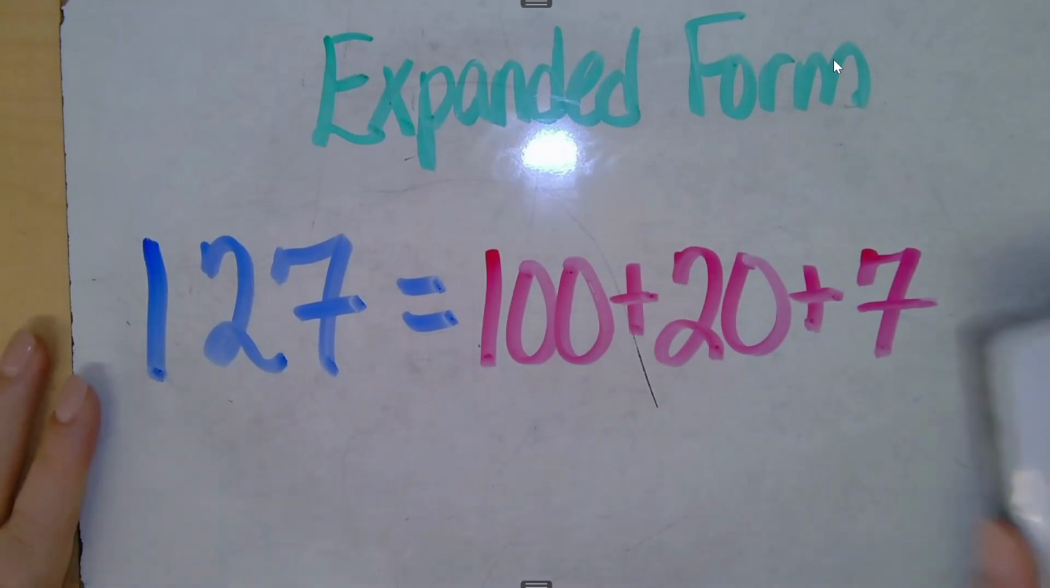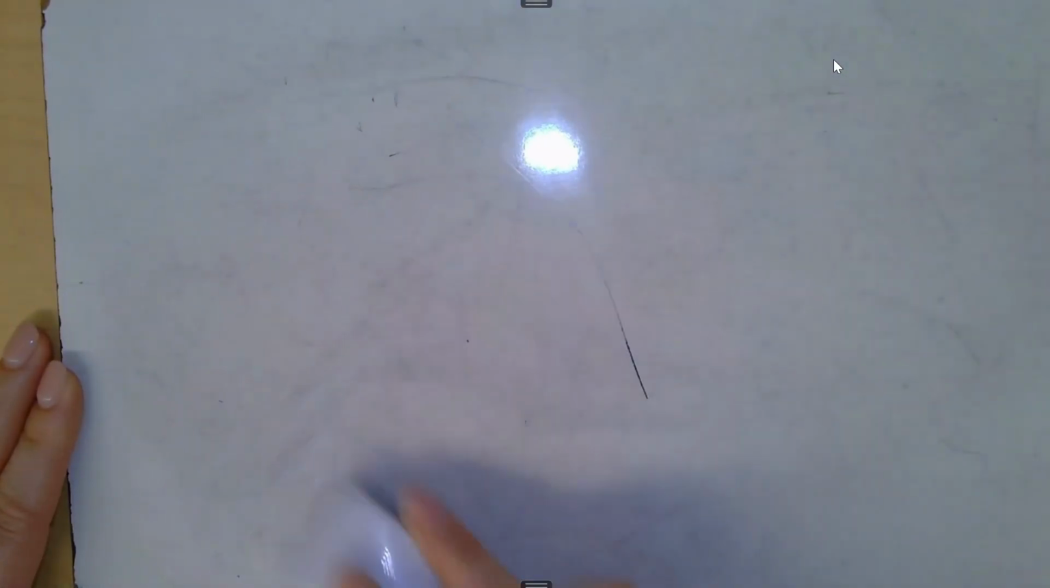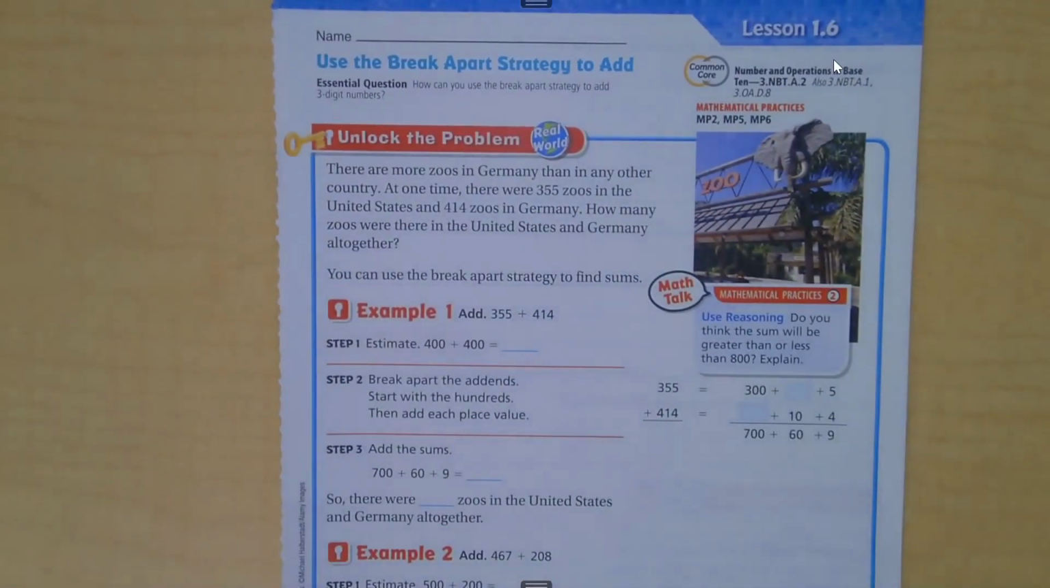All right, very good. Now, go ahead and pause the video and go tear out your 2 lesson pages for lesson 1.6 from your math book. You will just need a pencil for this part of the activity.